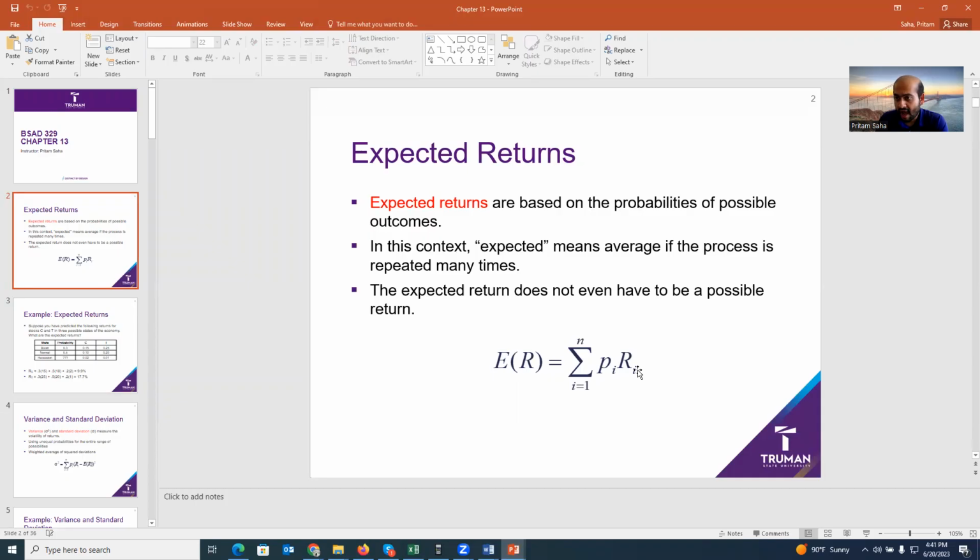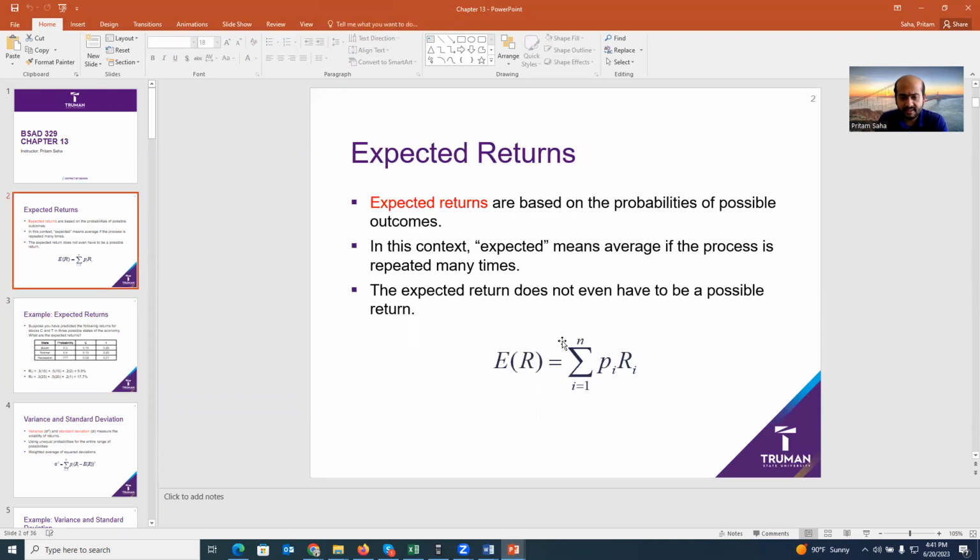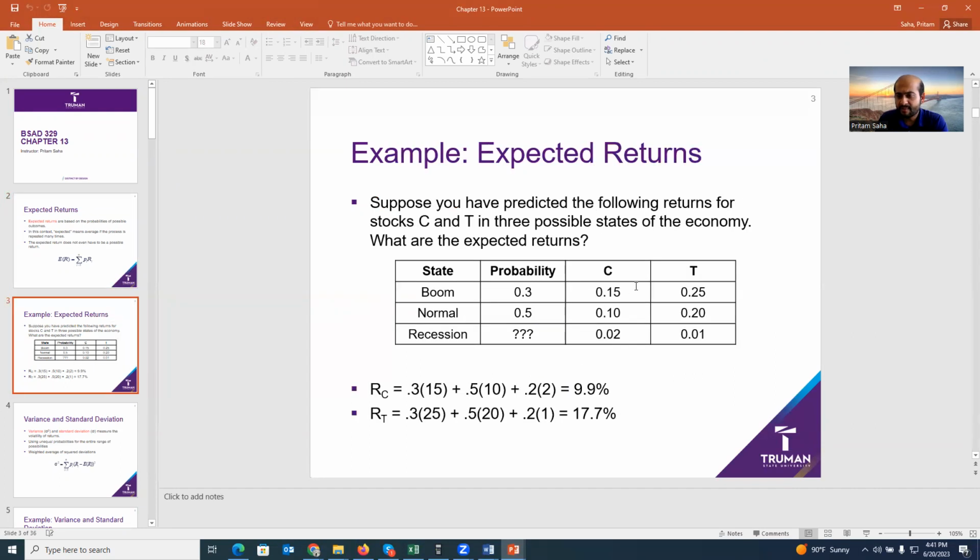Return of that stock i, this is my stock C, this is my stock T, okay? So basically this equation is trying to tell you probability of one event, which is, let's say, boom, times the return of your specific stock on that probability, which is 0.15. Summation means plus, plus, plus. So plus probability of normal economy times this return. Probability of recession economy times this return. And if you sum these three events all together, you will get the expected return of stock C tomorrow.